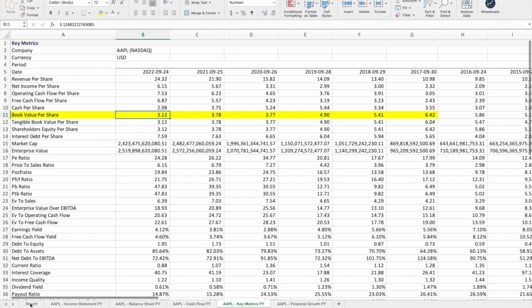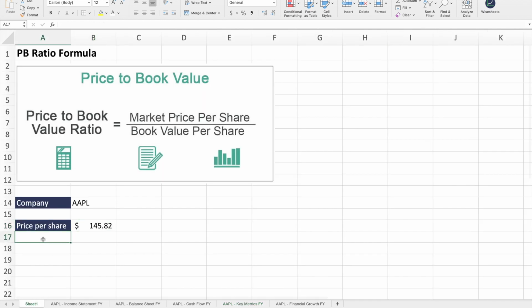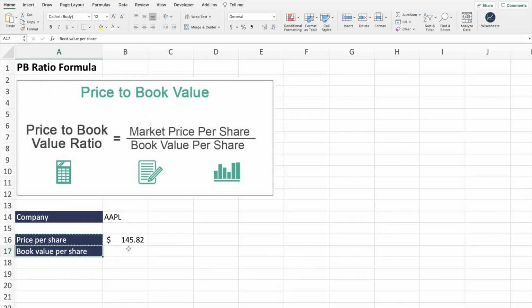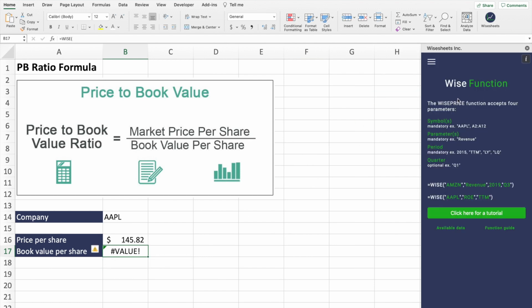And so going back to our formula, what we could do is book value per share. And we could, of course, just copy paste the 3.12 that we saw before. Or in order to keep it dynamic, we can use the Y's formula, which you can see how it works right here.